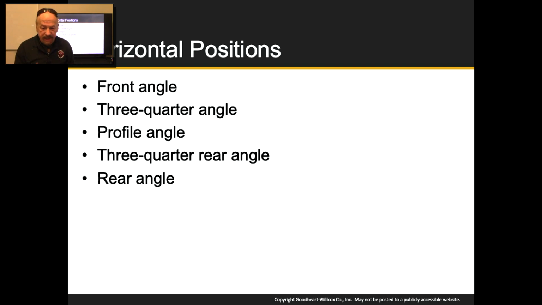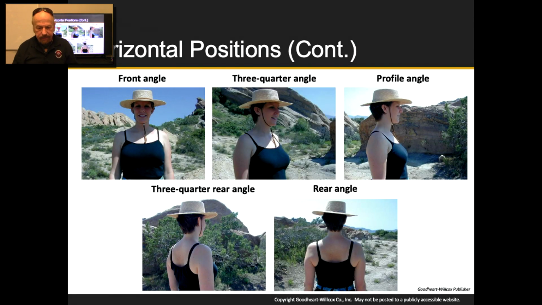The second thing is the horizontal positions, which move the camera, trying to keep everything from here, moving the camera this way. There we have a list: front, 3/4, profile, where the camera would be here, 3/4 rear, and rear, and some examples. Just take a minute and let's look at this. This is the front, straight on. 3/4, it's moving around. Profile is a profile. 3/4 rear and a rear.